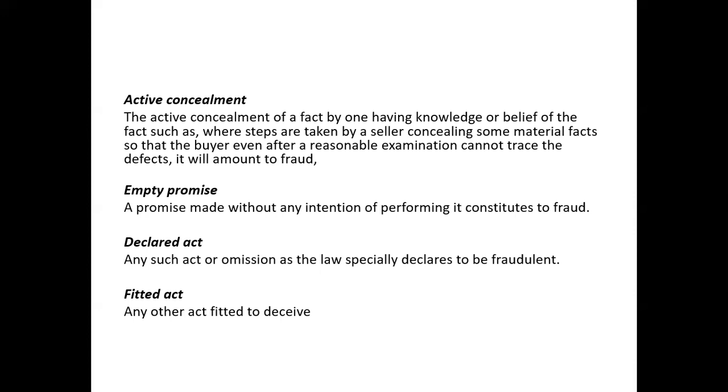So these are the examples of fraud under the Contract Act 1872. The first one is active concealment. The second one is an empty promise where there is no intention to perform the promise. And the last ones are the declared act and a fitted act. Declared acts are those already declared by the court to be fraudulent acts, and a fitted act is where you have done any act which may be considered a fraud.